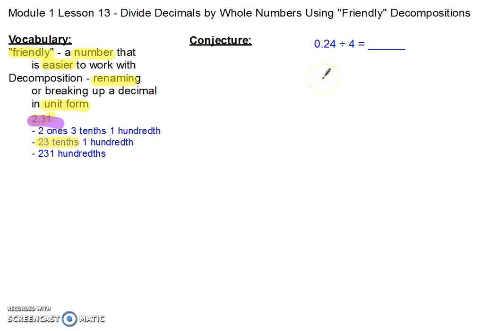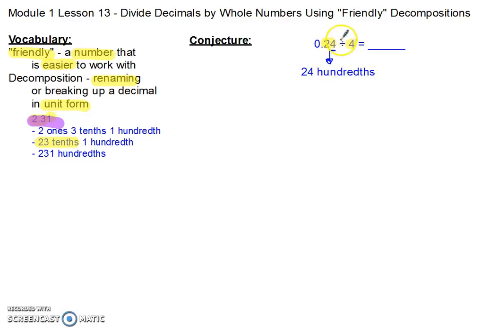So let's take a look at this problem. 0.24 divided by 4 equals blank. And we're looking for a friendly number that is easily divided into 4 groups. I originally see 4, but that leaves a 2, and I can't easily divide 2 into 4 groups. But if I look, I see 24, and I'm thinking, oh, yeah, 24 is an easy number to divide, so I just need to rename 24 to 24 hundredths. So I've renamed to 24 hundredths.